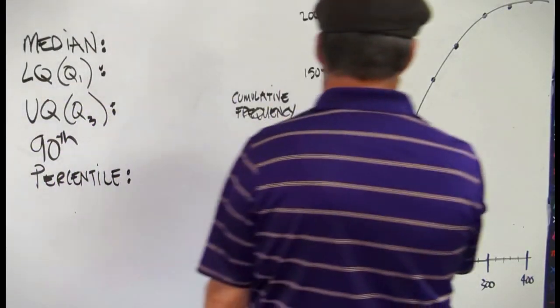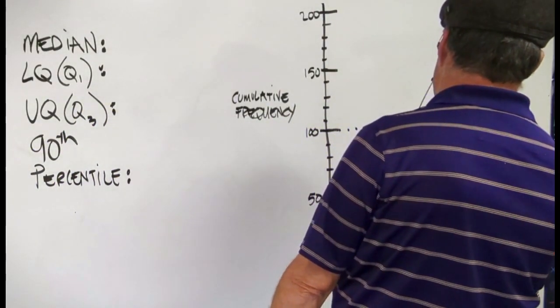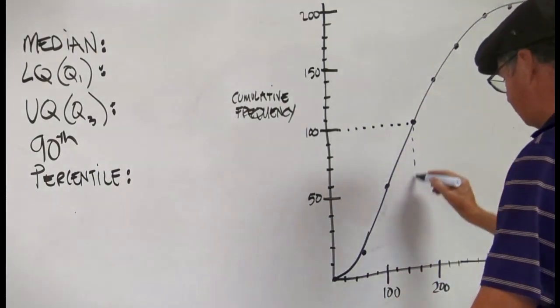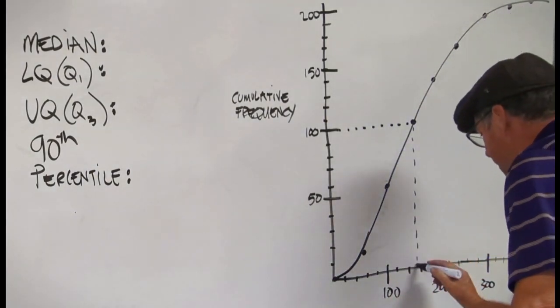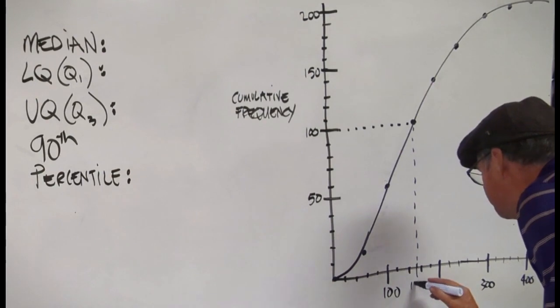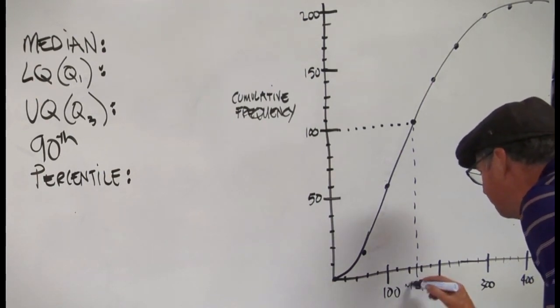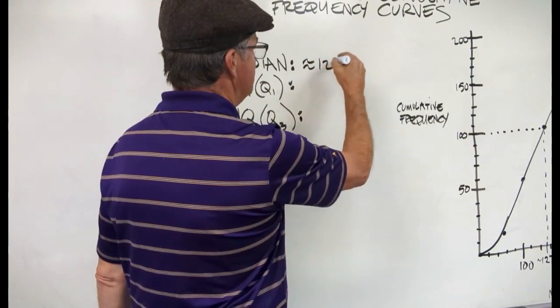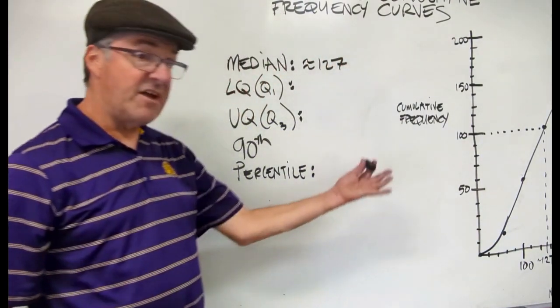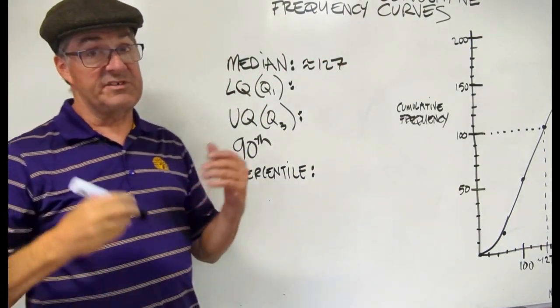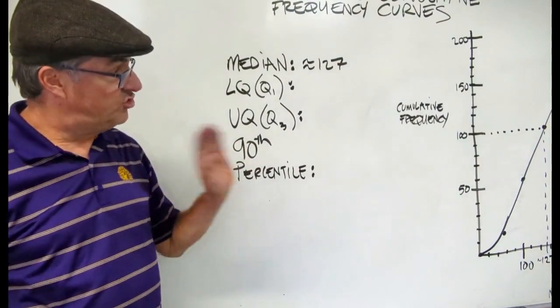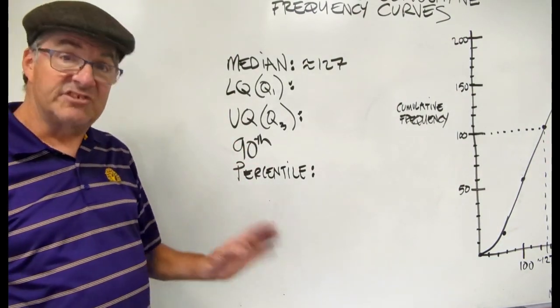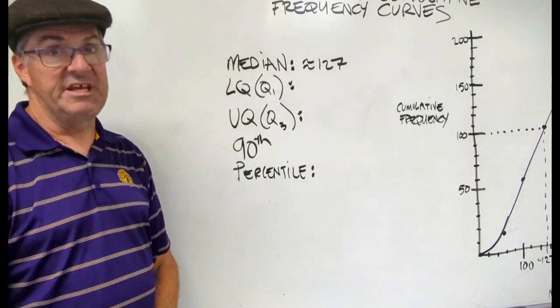We can just go shooting right over, and then down, down, down, and that's 127 approximately. So our median is approximately 127. We got that right off the curve. You might see some problems in your textbook that just give you a curve, and they're going to ask you to figure out what the median is.